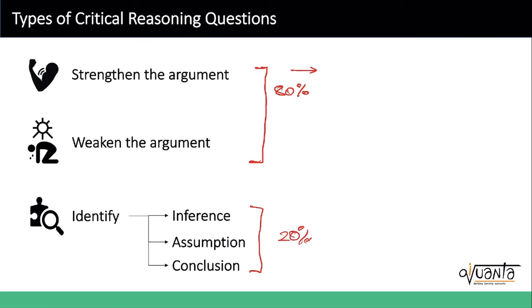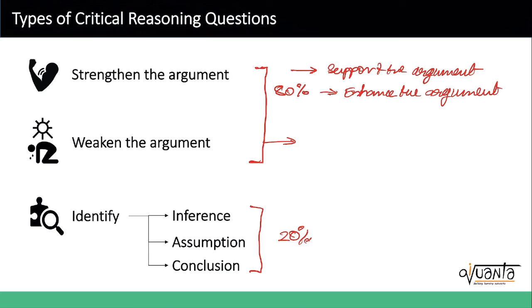Strengthening the argument, well, it will also say support the argument, or it will say enhance the argument. So all of this is strengthening the argument. This will also be known as find a flaw in the argument. So it will also mean that you weaken the argument. Then it can ask you to identify the inference, identify the assumption, identify the conclusion.